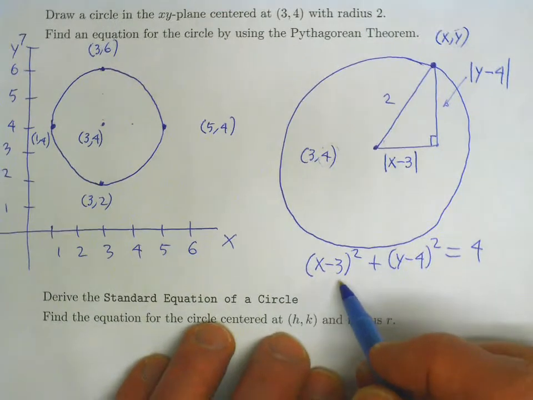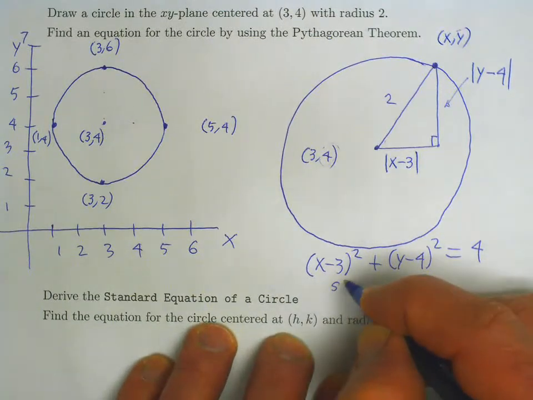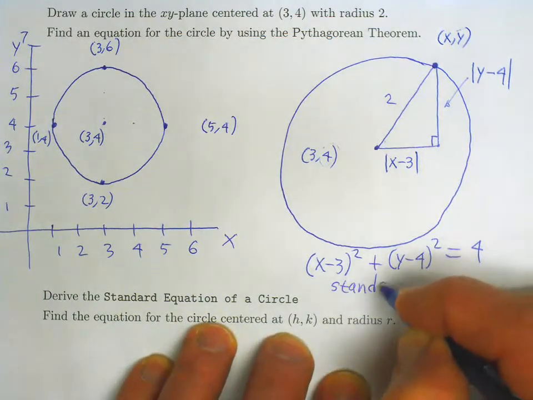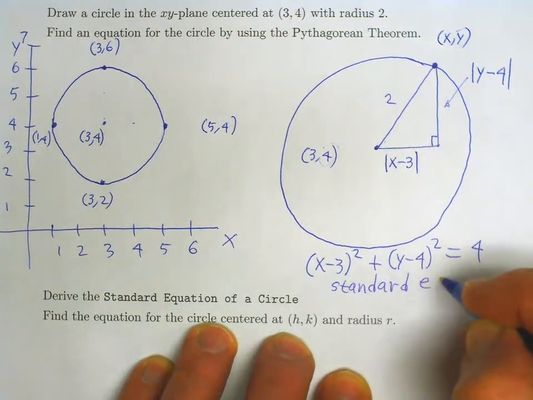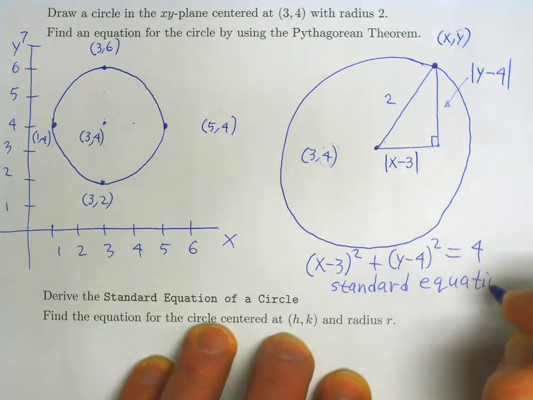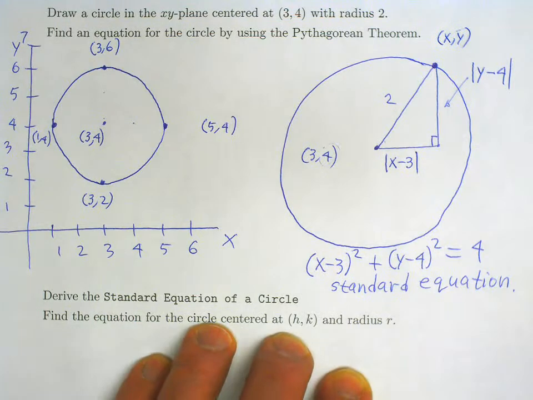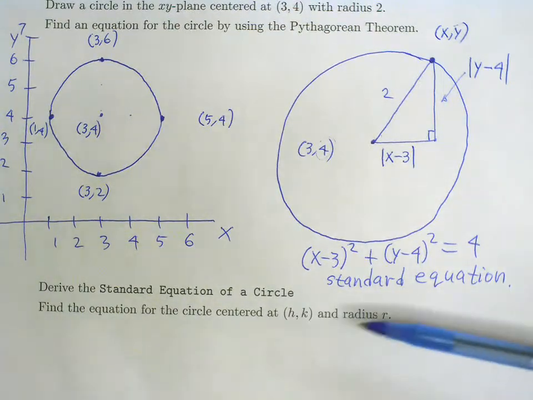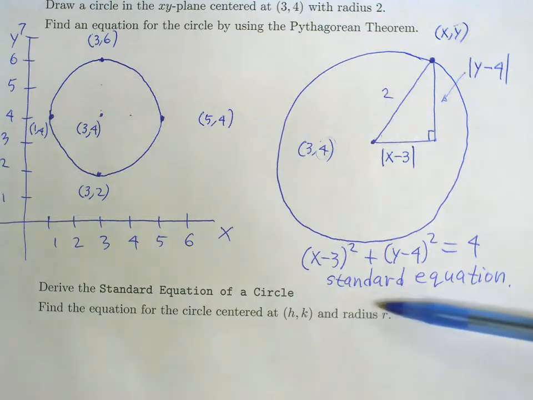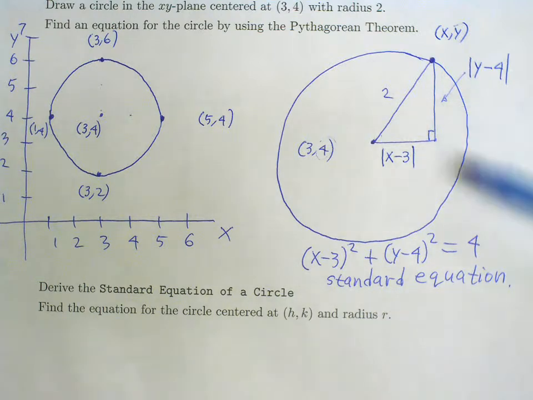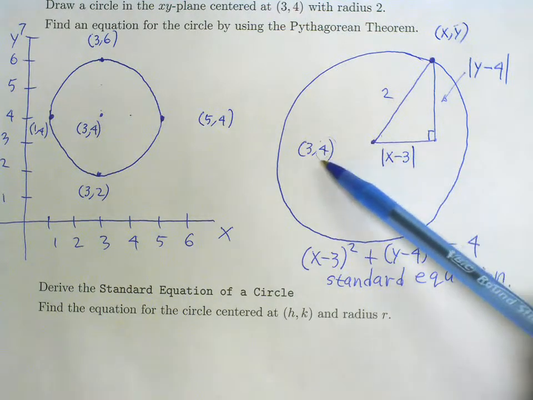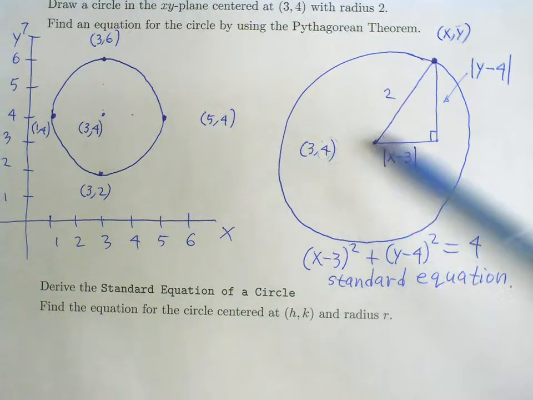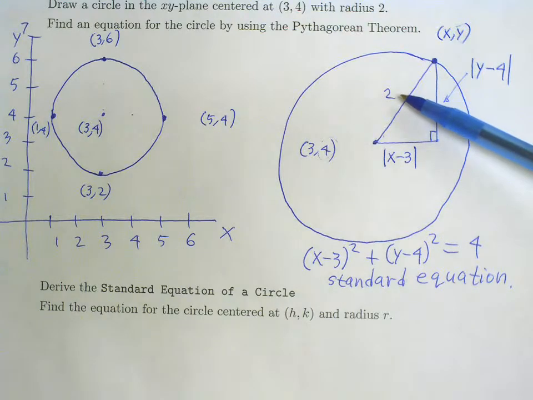Okay, so this equation is the standard equation of this circle. The full statement should be: this equation is the standard equation of the circle whose center is (3, 4) and whose radius is 2.